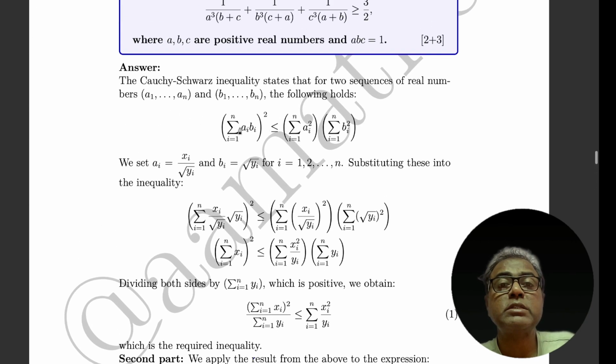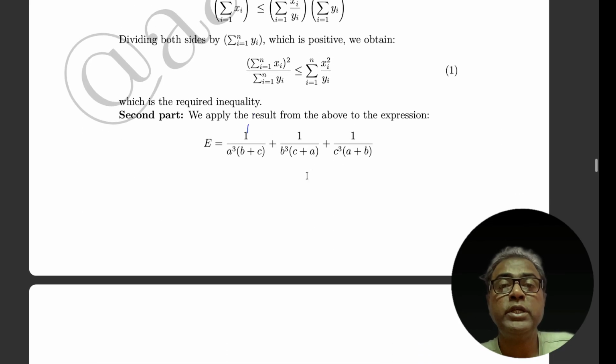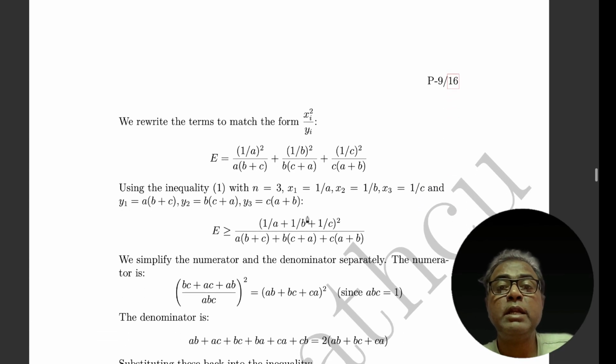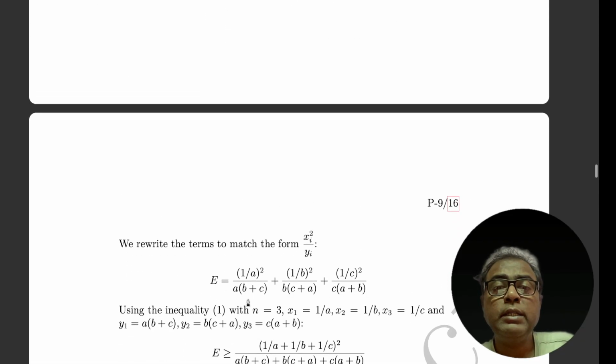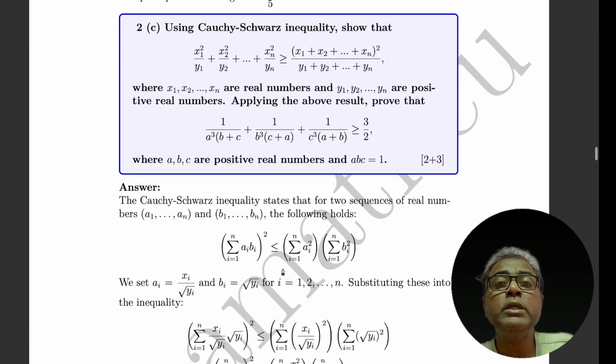Here the numbers, n numbers. So here only for 3 numbers. x1 is 1 by a, x2 is 1 by b, and x3 is 1 by c. And y1 is a bracket b plus c, y2 is b bracket c plus a, y3 is c bracket a plus b. So E is greater than or equal to (x1 plus x2 plus x3) whole square divided by y1 plus y2 plus y3.